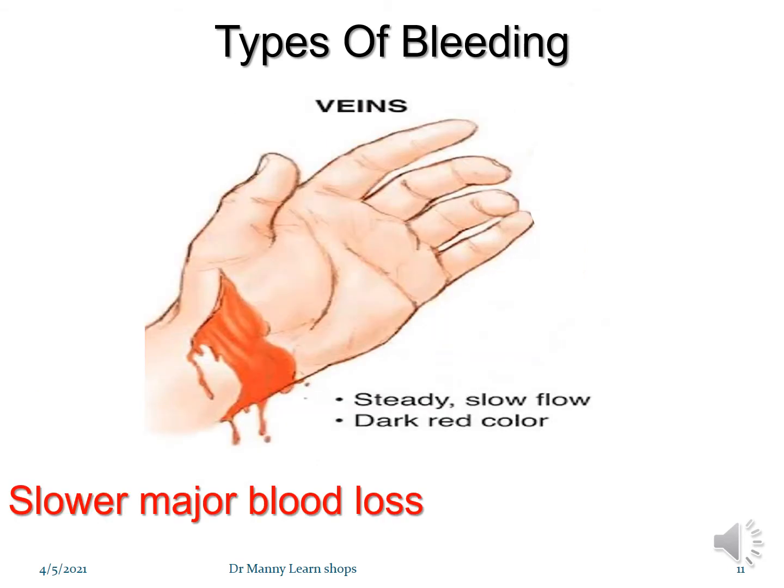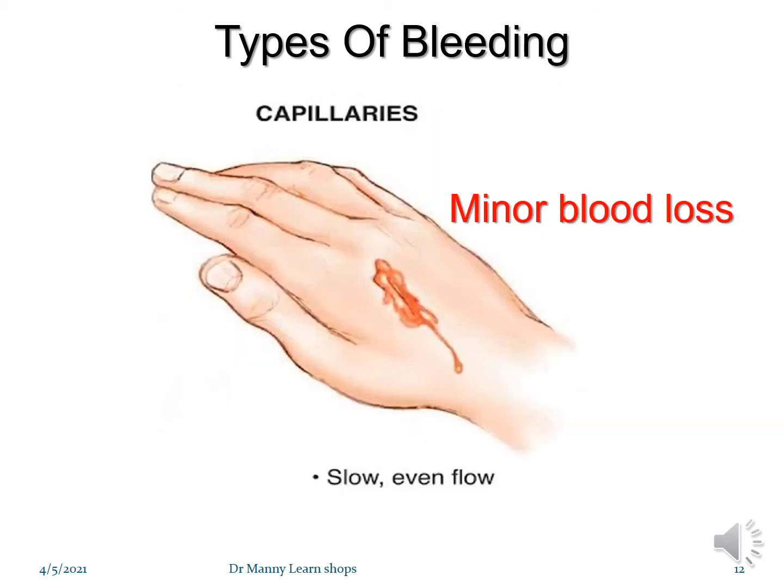Then you've got bleeding from the veins. It's slower, but still a major blood vessel. It's steady, the flow is reasonably slow, and it's dark in colour because veins carry deoxygenated or low saturated blood. Then you've got capillaries, which is just minor, and it's slow, even flow, and it usually stops pretty quickly.